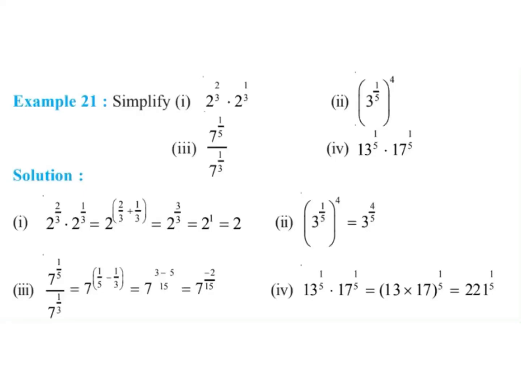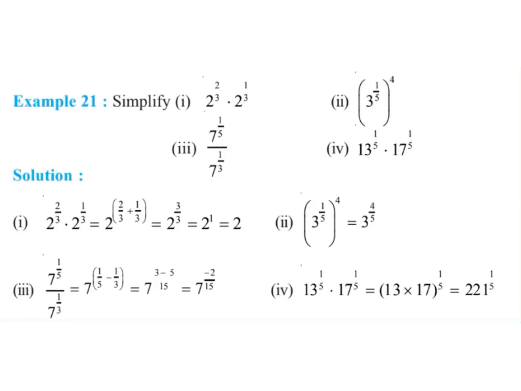Next example is simplify. First one, 2 raised to 2 by 3 into 2 raised to 1 by 3. Here you can see that it is of the form a raised to m into a raised to n is equal to a raised to m plus n. Here your a is 2, m is 2 by 3 and n is 1 by 3. So it can be written as 2 raised to 2 by 3 plus 1 by 3, that is 2 raised to 3 by 3, that is equal to 2 raised to 1, that is equal to 2.